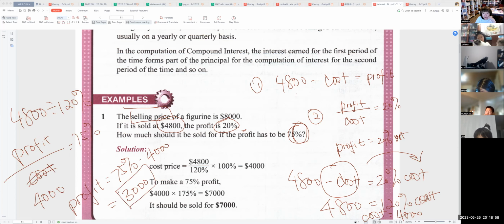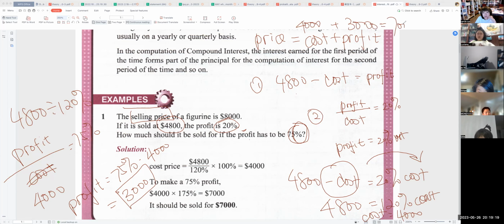That's the profit, right? The question is asking how much it should be sold for, so it's asking for the selling price. Selling price equals cost plus profit. The cost is 4,000. The profit is 3,000. So the answer is 7,000. Got it, everybody?